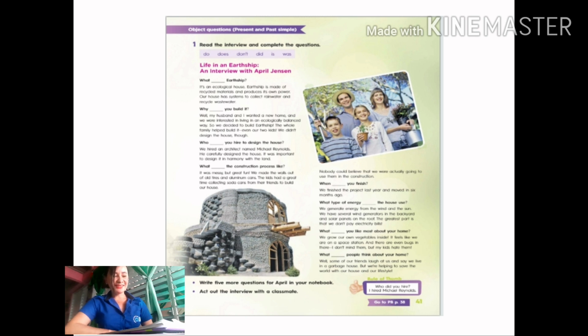We didn't design the house though. What is the correct word to complete the question? The correct one is do. Do. Very good. Number 3. We hired an architect named Michael Reynolds. He carefully designed the house. It was important to design it in harmony with the land.